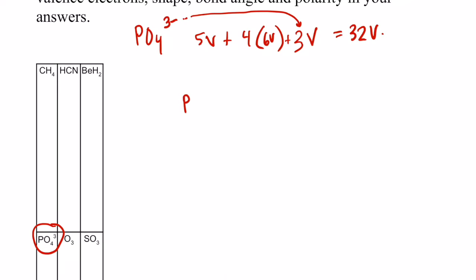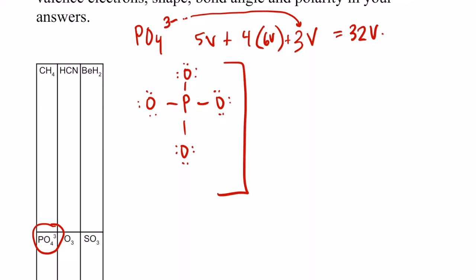Let's put phosphorus in the middle here. And we'll bond an oxygen to each of the 4 sides. And then we'll give oxygen a full octet by putting 3 more pairs around each oxygen atom. Then to finish this off, we'll put brackets around it. Remember, for ions, we draw brackets around to let the reader know that it's an ion. And we'll put a 3 negative on the outside to let them know how many electrons we've added.